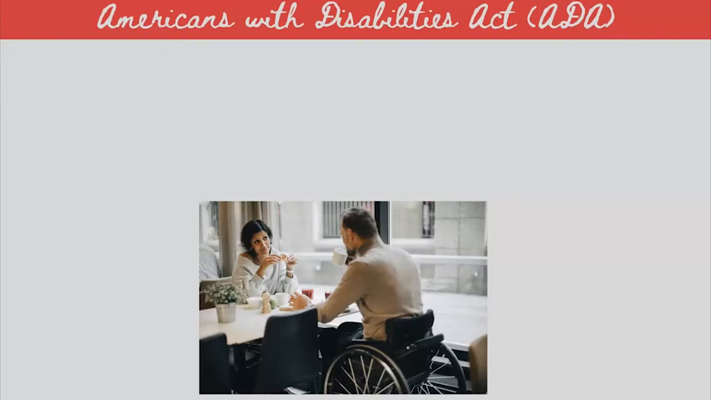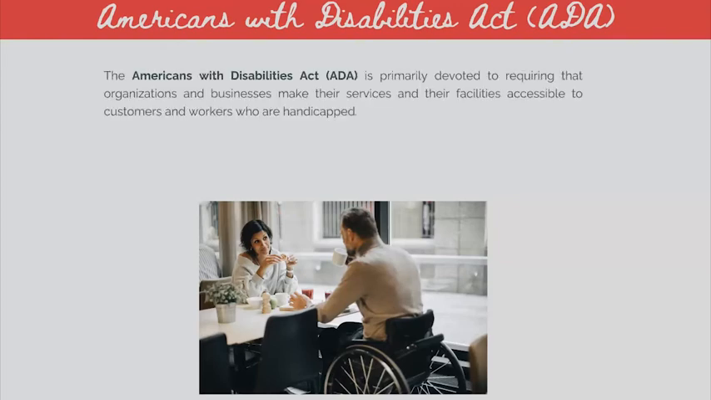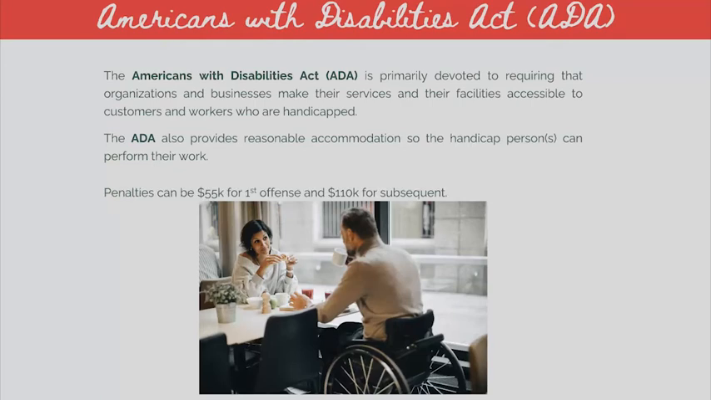Americans with Disabilities Act, ADA. The Americans with Disabilities Act is primarily devoted to requiring that organizations and businesses make their services and their facilities accessible to customers and workers who are handicapped. The ADA also provides reasonable accommodations so that handicapped persons can perform their work. Penalties can be $55,000 for the first offense and $110,000 for subsequent offenses.